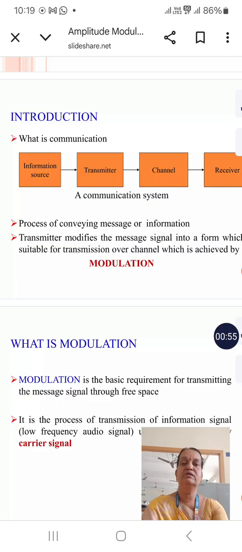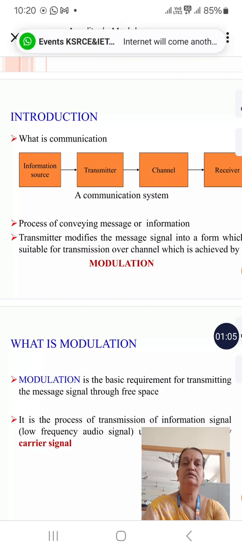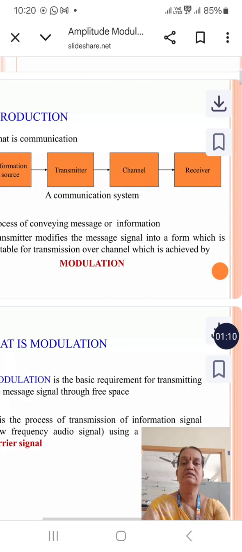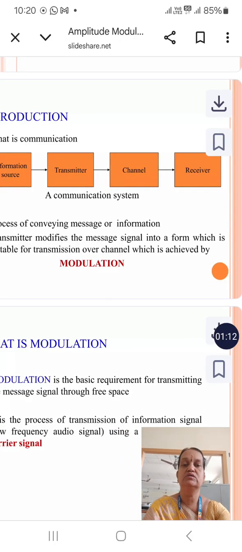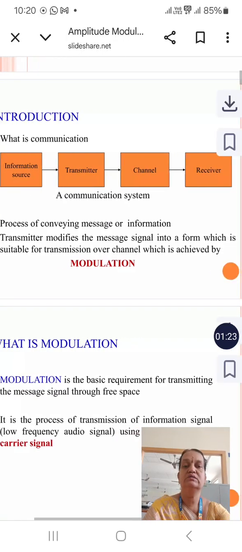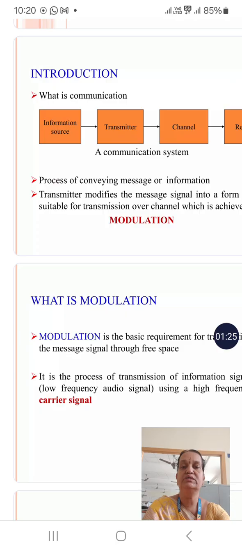So we have a transmitter next, and we communicate the information through the channel to the receiver. The channel can be of two types: wired communication or wireless communication. Based on the mode of communication, we can fix the channel. We have a receiver at the output side, through which the users can receive the information. The process of conveying the message or information is called communication.